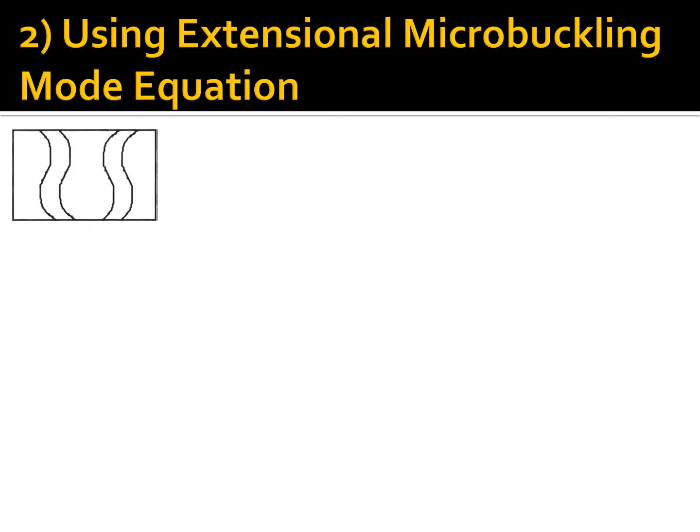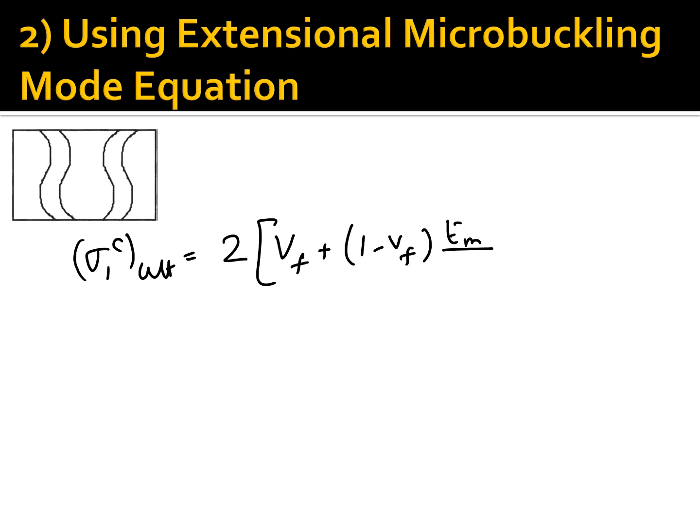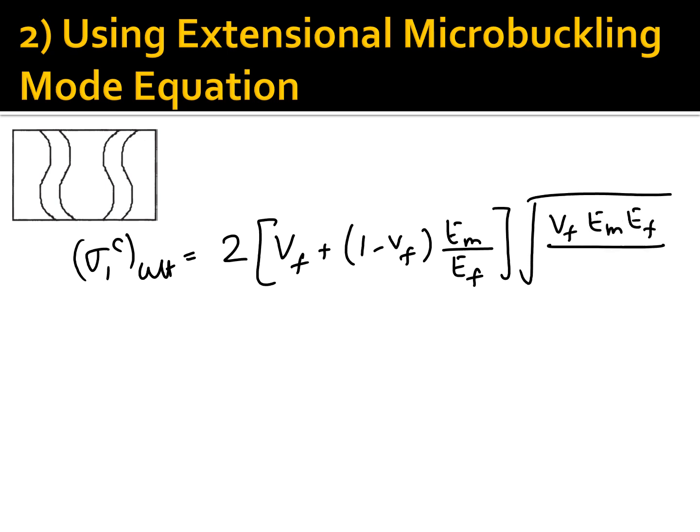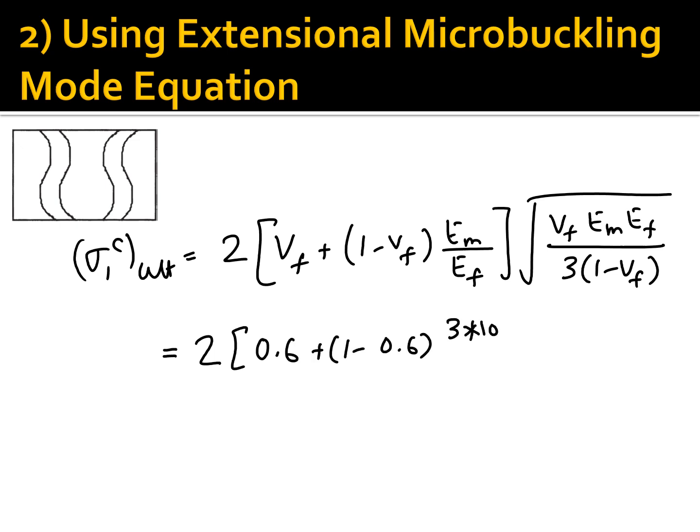So let's go and look at the second mode of failure. The second mode of failure is the extensional microbuckling mode. So in this case, our formula turns out to be as follows. It is given in terms of fiber volume fraction, and the ratio of matrix and fiber Young's moduli. We have all these numbers available to us right from the problem statement. Volume fraction is 0.6. Young's modulus of the matrix is 3 gigapascals.